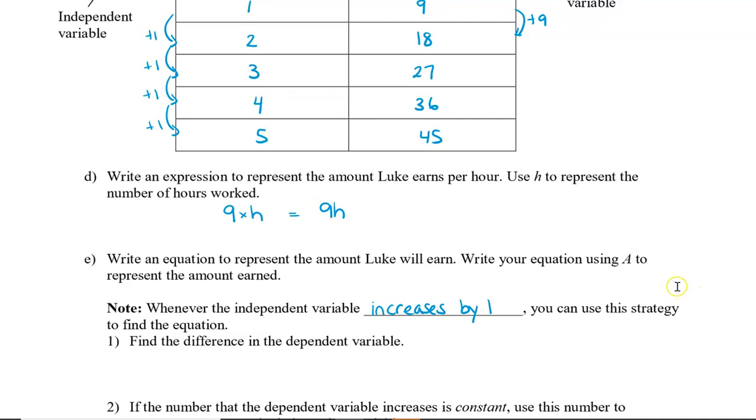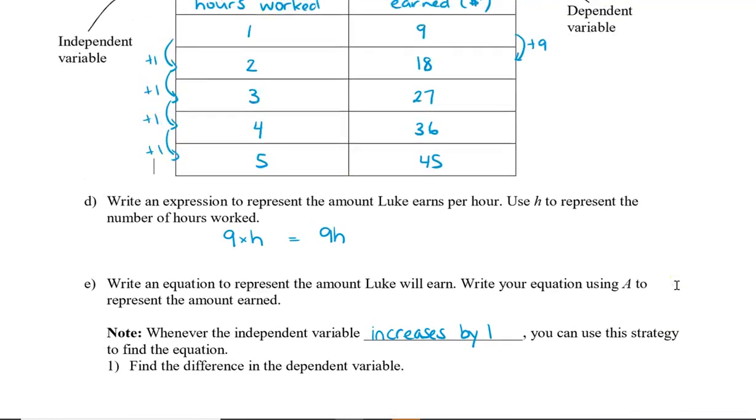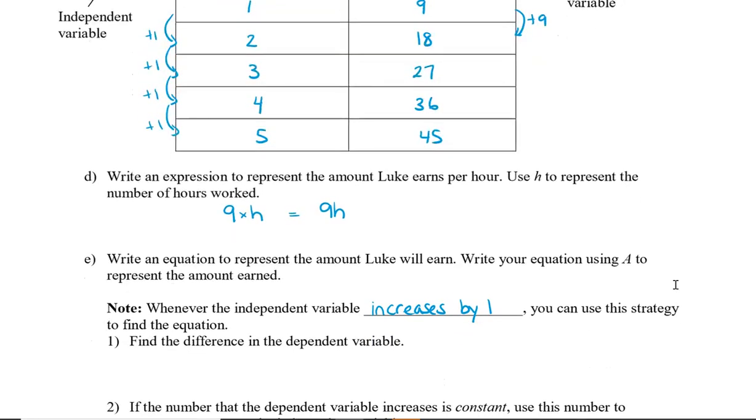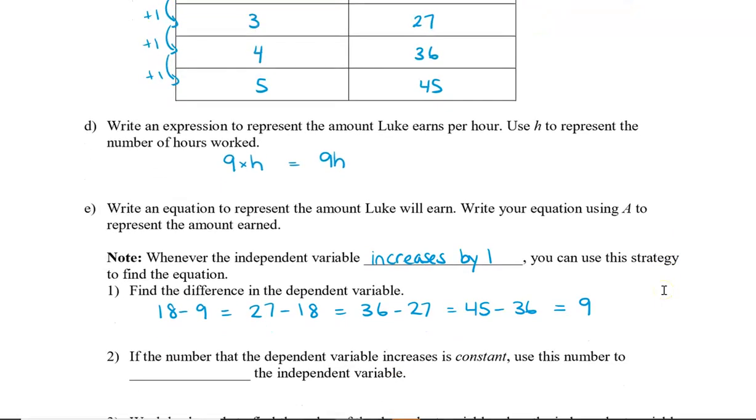So first, find the difference in the dependent variable. Okay, so the dependent variable, remember, is our second column. Now, no matter where we subtract, we will find the difference is always the same. So we can take 18 minus 9 from our table, or we can take 27 minus 18, or we can take 36 minus 27, or we can even take 45 minus 36. So if you take any two consecutive numbers and we subtract them, we will always get 9. Now we can see that the 9 is always constant.